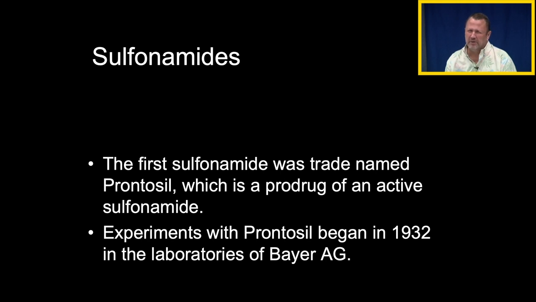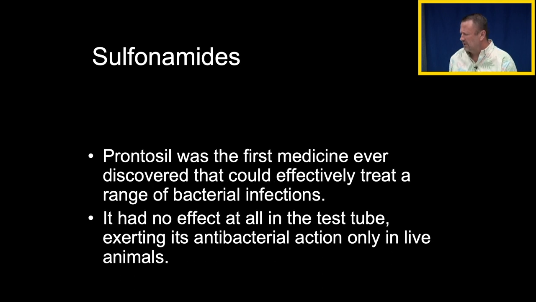And these experiments began in 1932, at the Bayer Laboratories. Prontosil was the first medicine ever discovered that could effectively treat a wide range of bacterial infections. But something that was interesting is that it had no effect in vitro, in the test tube. It only worked inside of live creatures, live mammals, in vivo. And it took them a while to figure out, wait a minute, this is a prodrug.